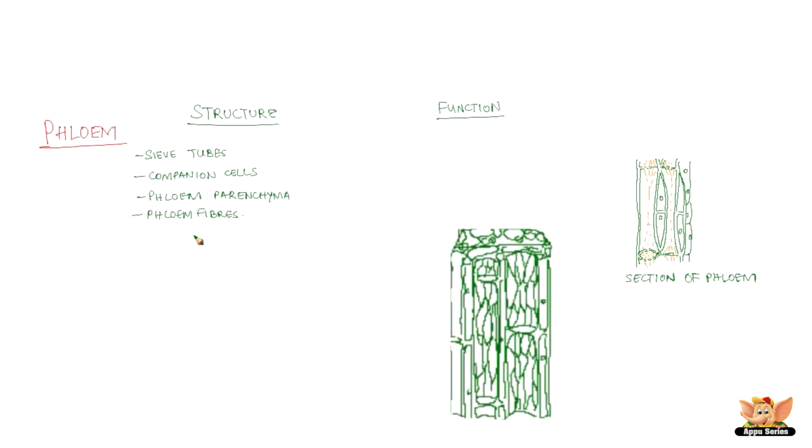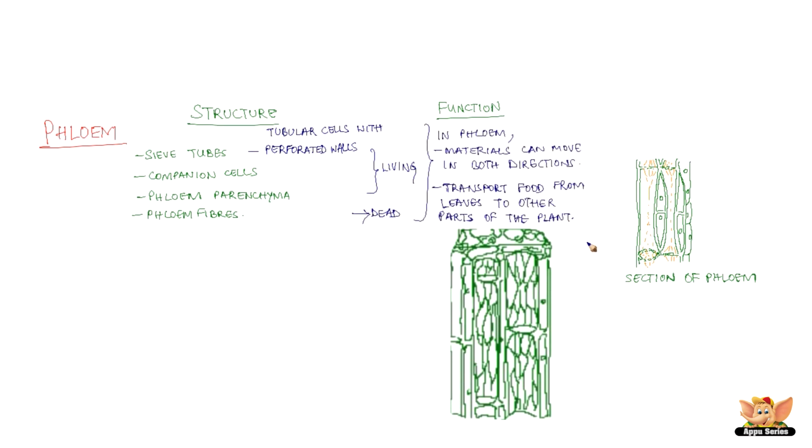Phloem consists of sieve tubes, companion cells, phloem parenchyma, and phloem fibers. Sieve tubes are tubular cells with perforated walls. Companion cells and phloem parenchyma are living cells, while phloem fibers are dead cells. In phloem, materials can move in both directions. It transports food from leaves to other parts of the plant.